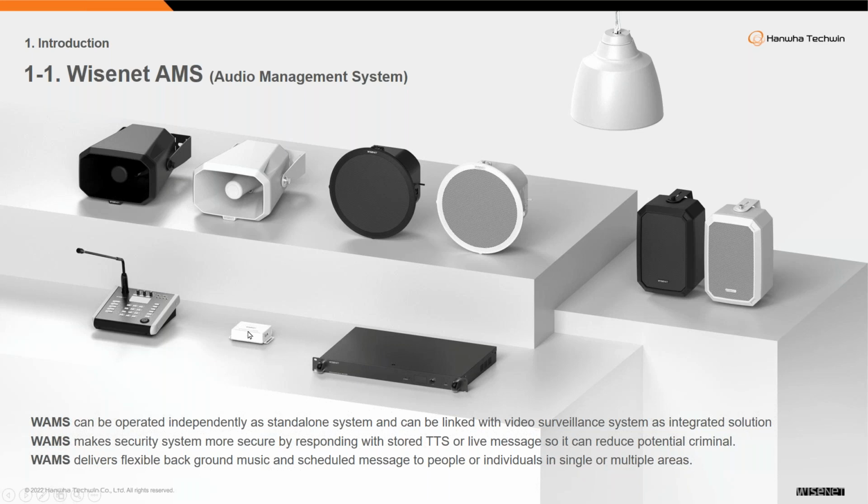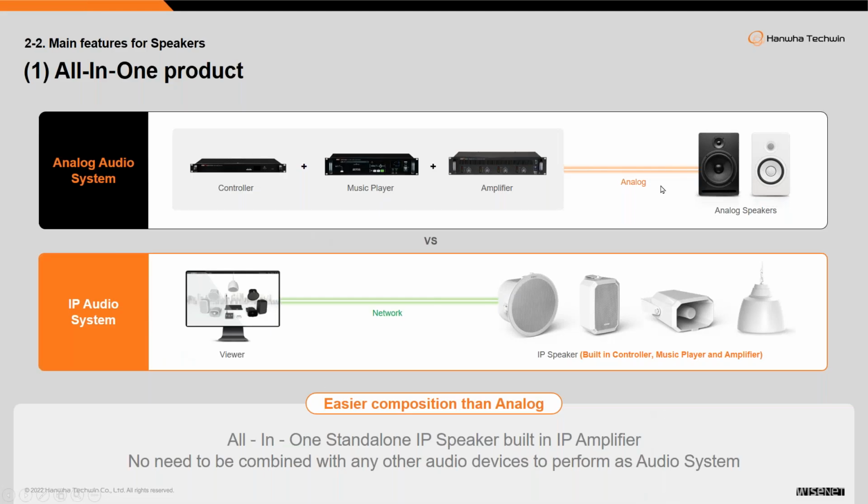In short, a traditional analog speaker will require multiple cables, amplifiers, controllers, and music players, whereas in an IP speaker system, everything is in one. It's all in one device. Inside the speaker, the controller exists. Inside the speaker, the music player exists. The speaker is powered over PoE, so you don't need additional amplifiers.